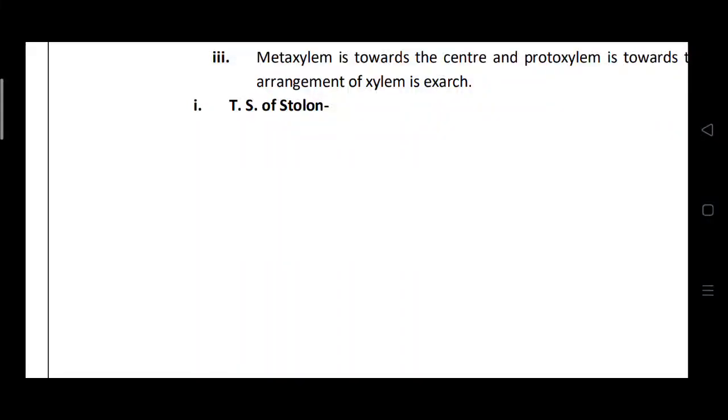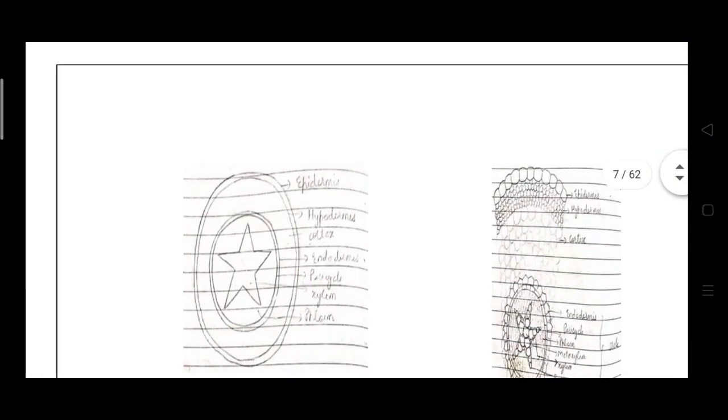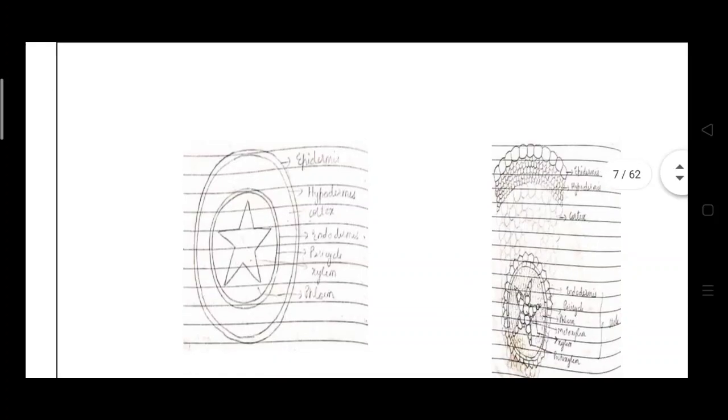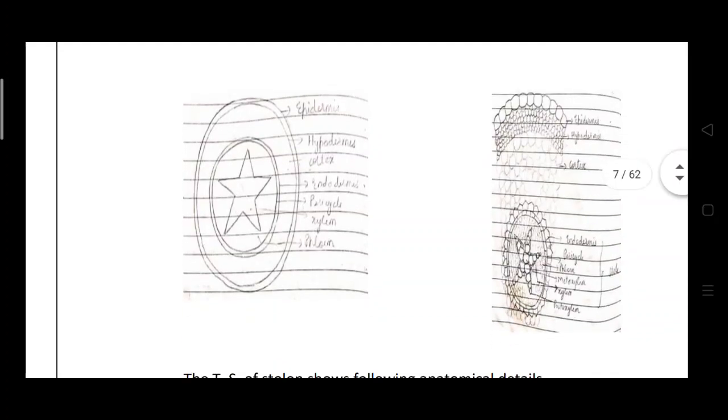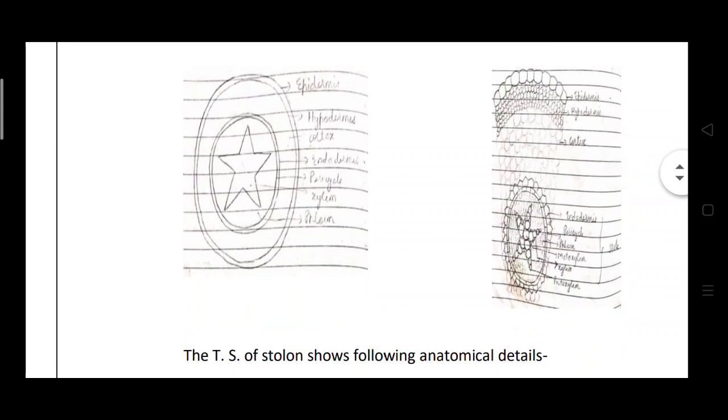Hello student. Today we continue the anatomical part of the Nephrolepis with the T.S. of stolon. As you know, the stolon is the aerial arc which is present in the Nephrolepis and it is having the wiry structure. So this is the transverse section of the stolon.